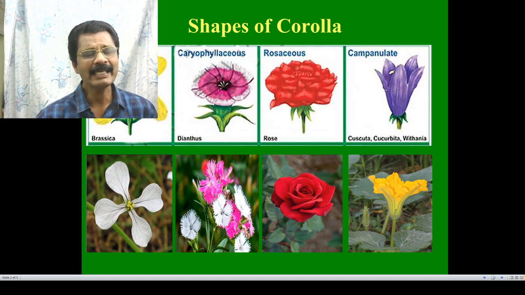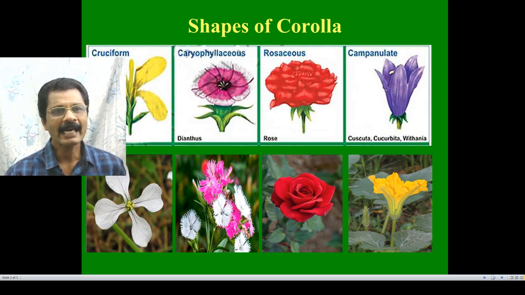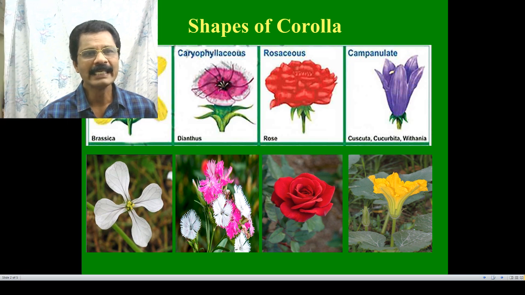There are different shapes you can observe in the case of angiosperm flowers. The first one is cruciform. In cruciform corolla, you can see only four petals. They are arranged in a Greek cross-shaped manner.